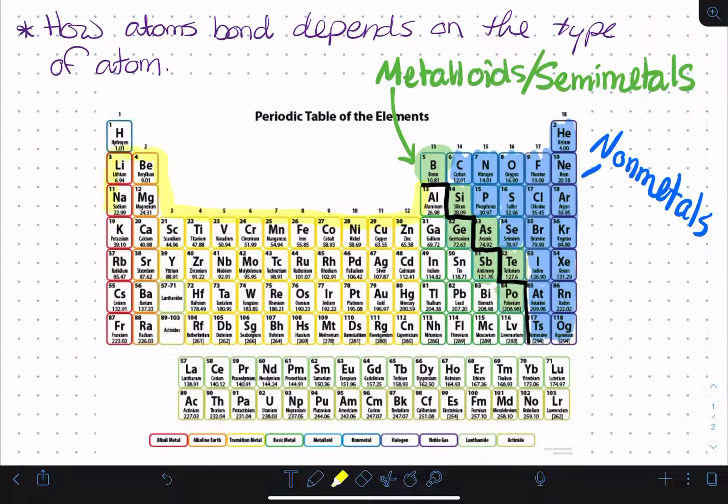One exception is hydrogen. Hydrogen is not a metal. But everything else over here is. So this whole region of the periodic table is considered metals, as well as this block down here, known as the lanthanides and actinides. So most elements are metals, actually.